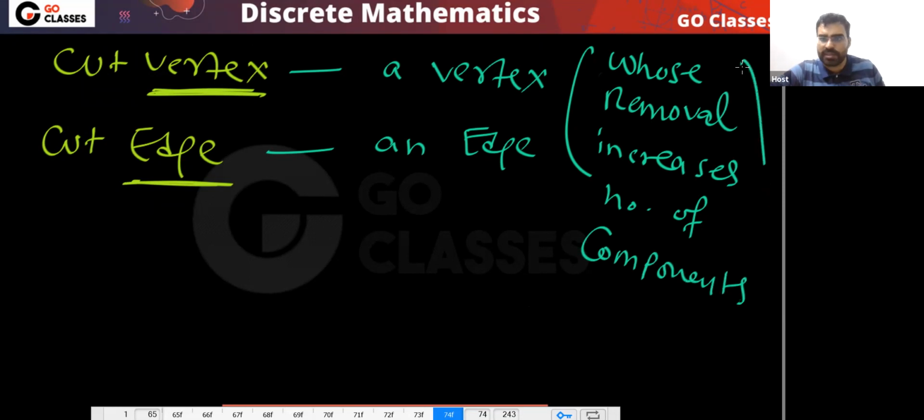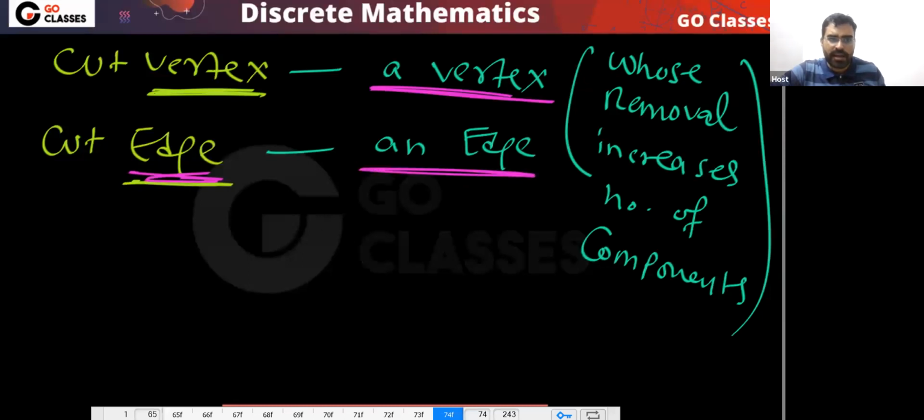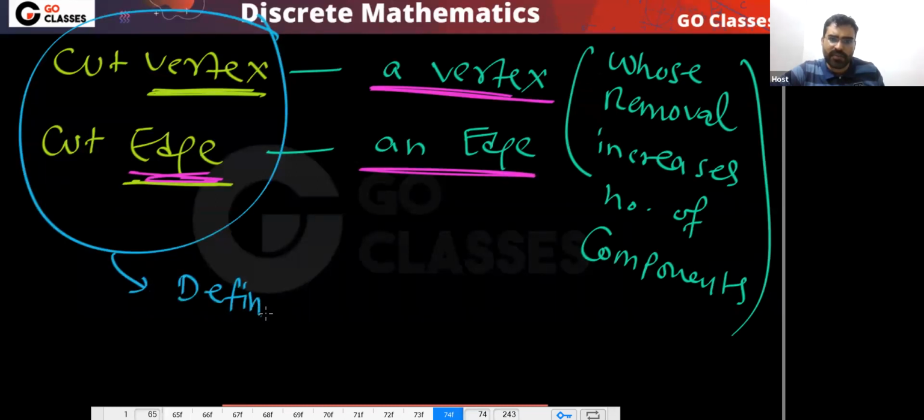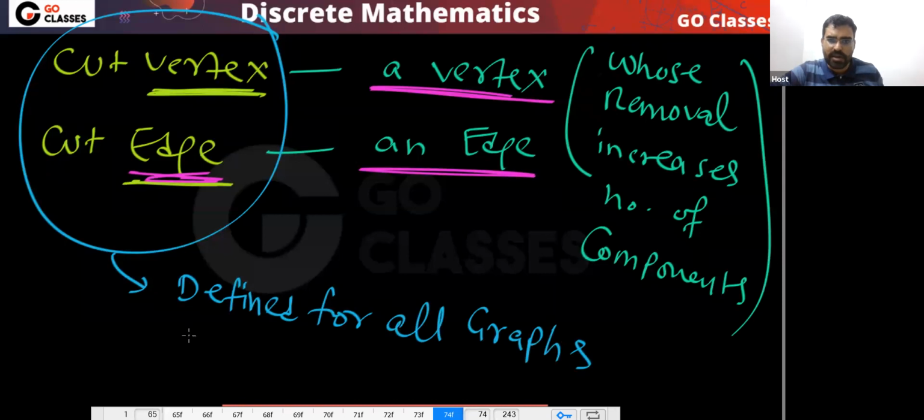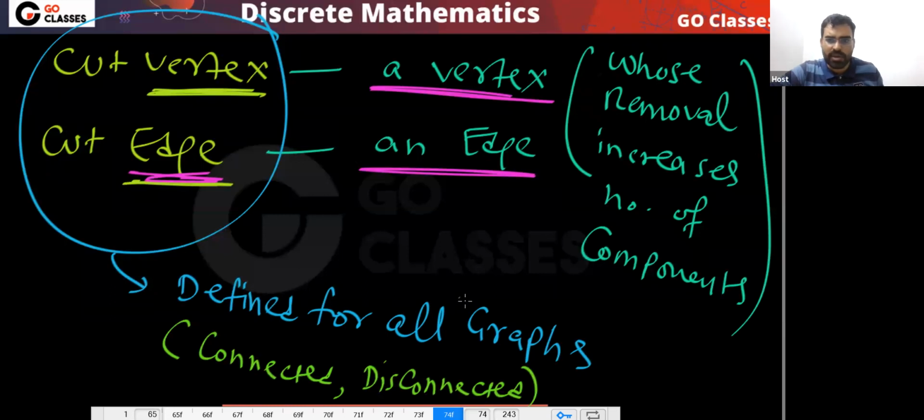So this is the definition that we have seen. Cut vertex, cut edge. Here focus is on the vertex, here focus is on the edge. This is a particular vertex, this is an edge. And remember, these concepts are defined for all graphs, for all undirected graphs, disconnected or connected. Whatever graph you have, you can define these concepts.